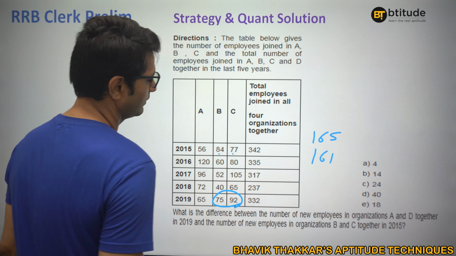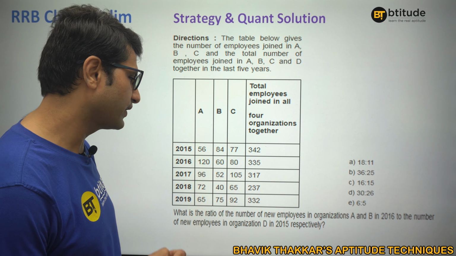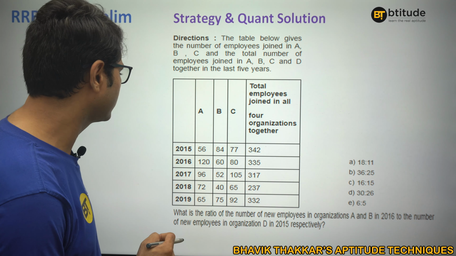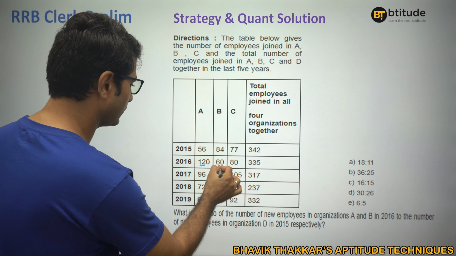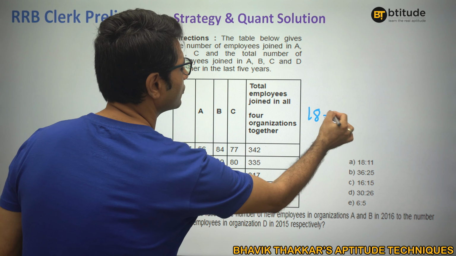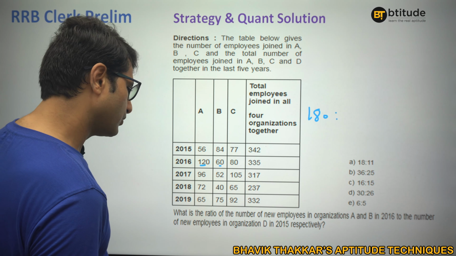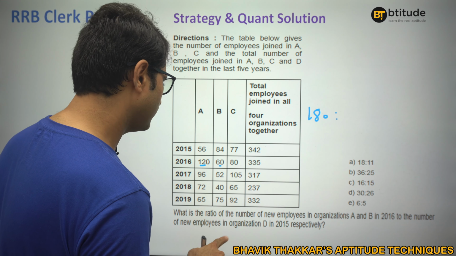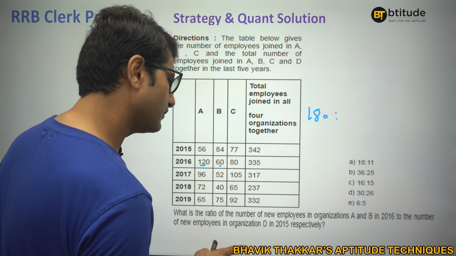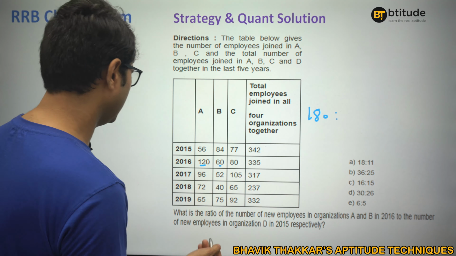So again, was it the same, right? Yes. Okay, what about this one? You can pause for the English version here or Hindi version here. I am going with the English version. What is the ratio of number of new employees in A and B in 2016 to the number of new employees in D in 15? That's it. D in 15.